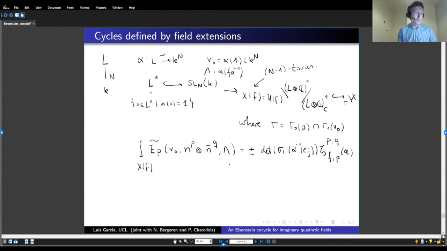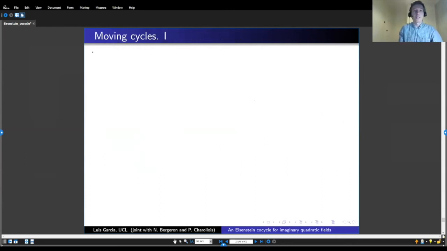So how do you get our result? The answer is that you can just move the cycles inside the symmetric space. Let me explain how this works for n equals 2.